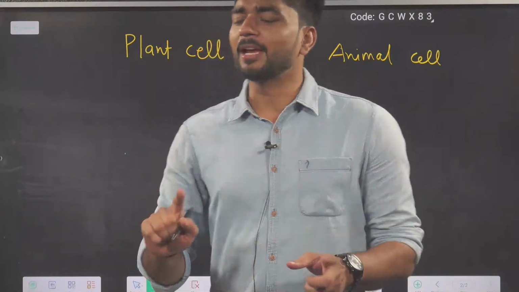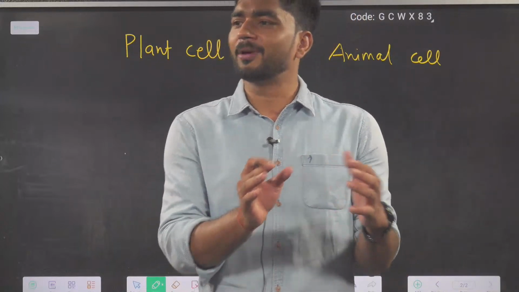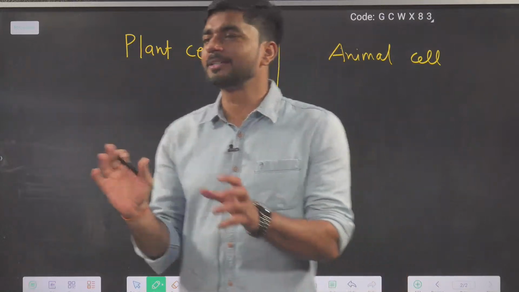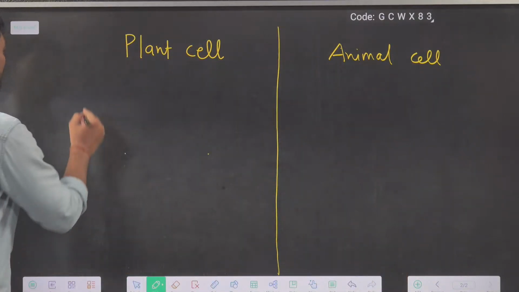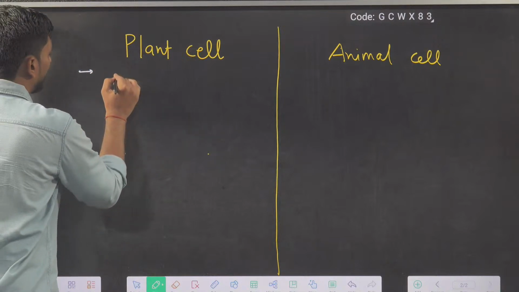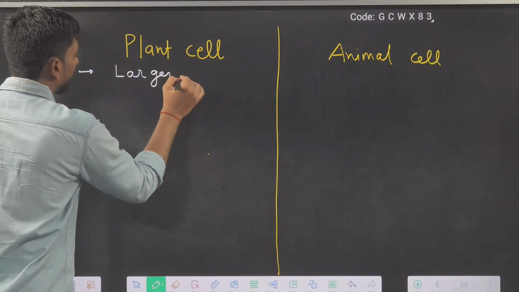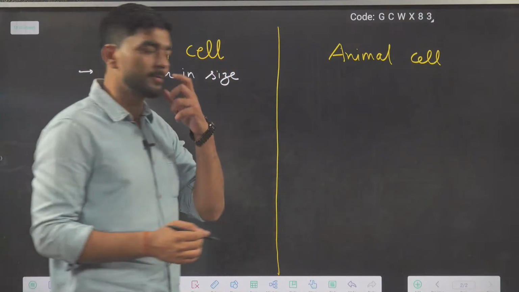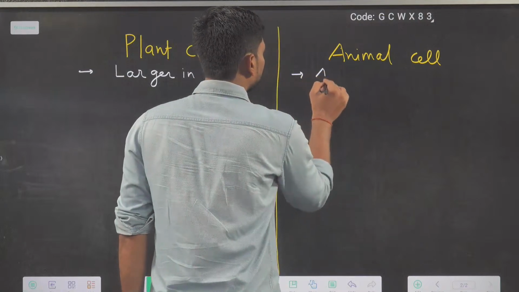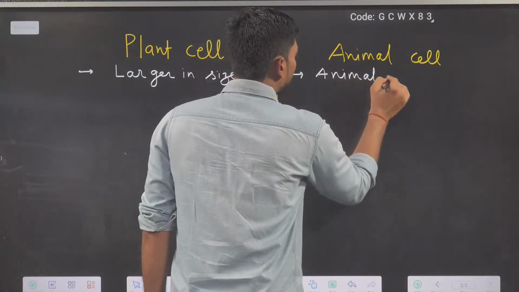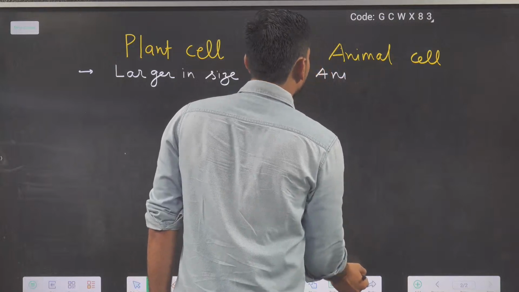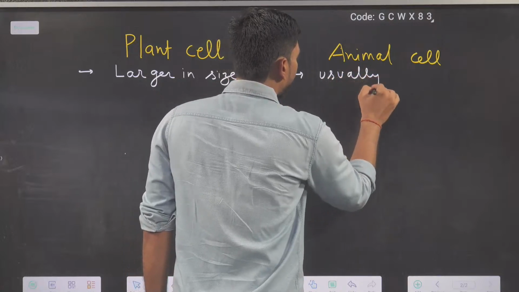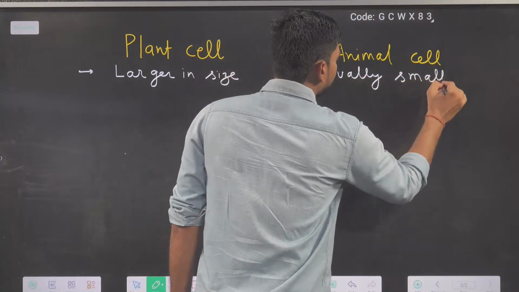In plant cell and animal cell, which one is normally bigger in size? So obviously the point goes to the plant cell. So the plant cell is a little bit bigger in size. Here we can say the plant cell is somehow larger in size as compared to animal cells. Animal cells are usually smaller in size.